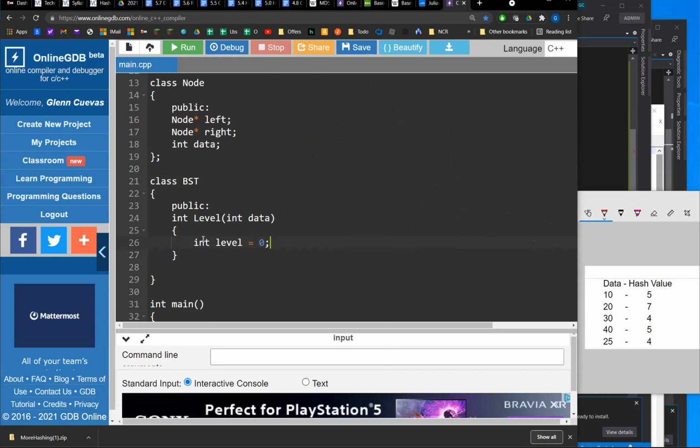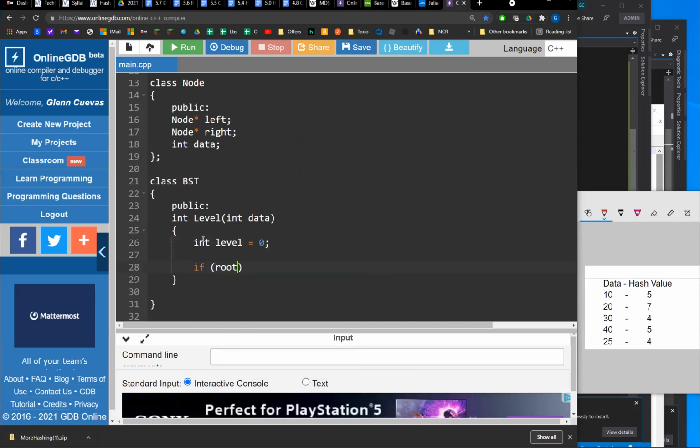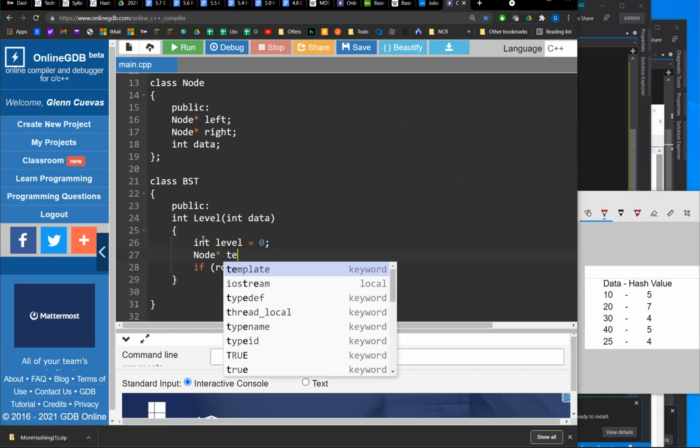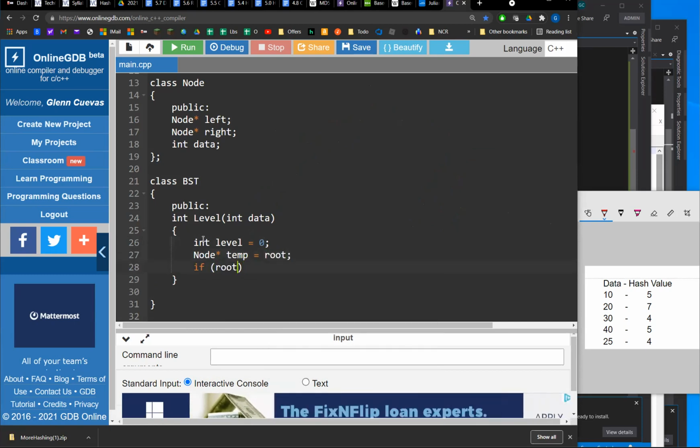Right, so we can start the level off at 0. We can do our test here if there's no tree. Or just do a temp. Let's just do Node star temp equals root. And while temp is not equal to 0. That's fine. Look at while loops.